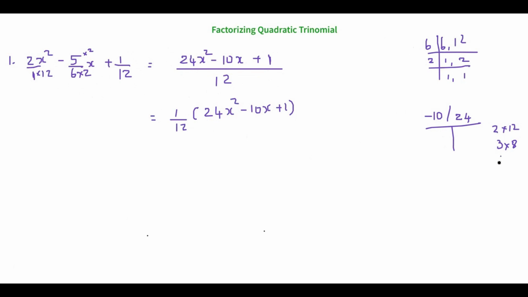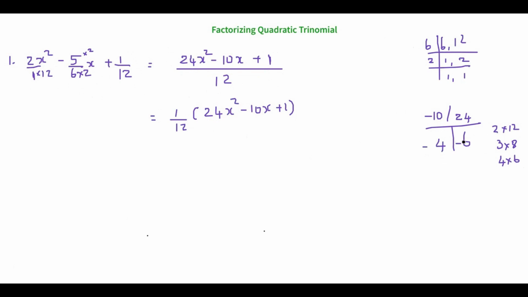Then we have another option which is 4 times 6. We can try it out with 4 times 6. 4 times 6 is 24. 4 plus 6 is 10. So since we want 10 and 24, we will take 4 and 6. So 4 and 6. And since we want minus 10, I will put it as minus 4 and minus 6.